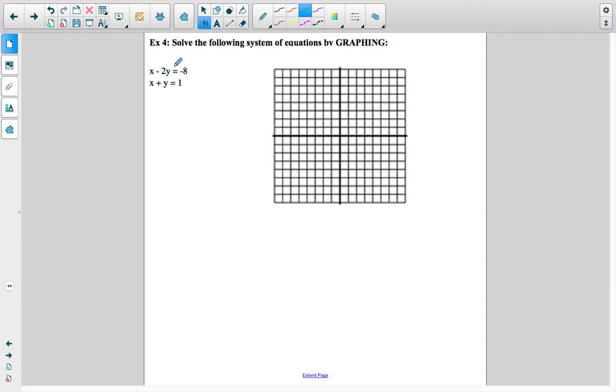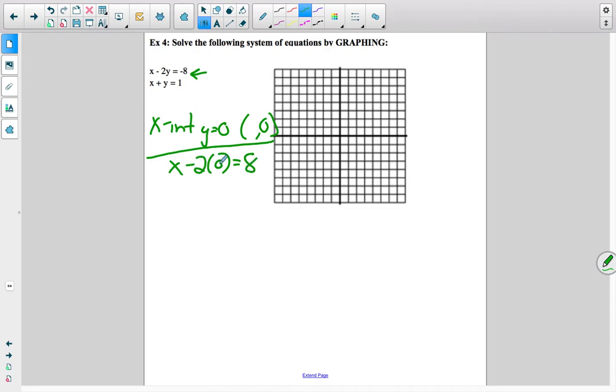Those last two lines were in slope-intercept form, whereas these are in standard form. In standard form, you can get the x-intercept by plugging in 0 for y. In other words, what does x equal when y is 0? So on this first equation, I will plug in 0 for y. The cool thing is -2 times 0 is 0, so really I get x equals 8. When y is 0, x is 8, and I can plot that.